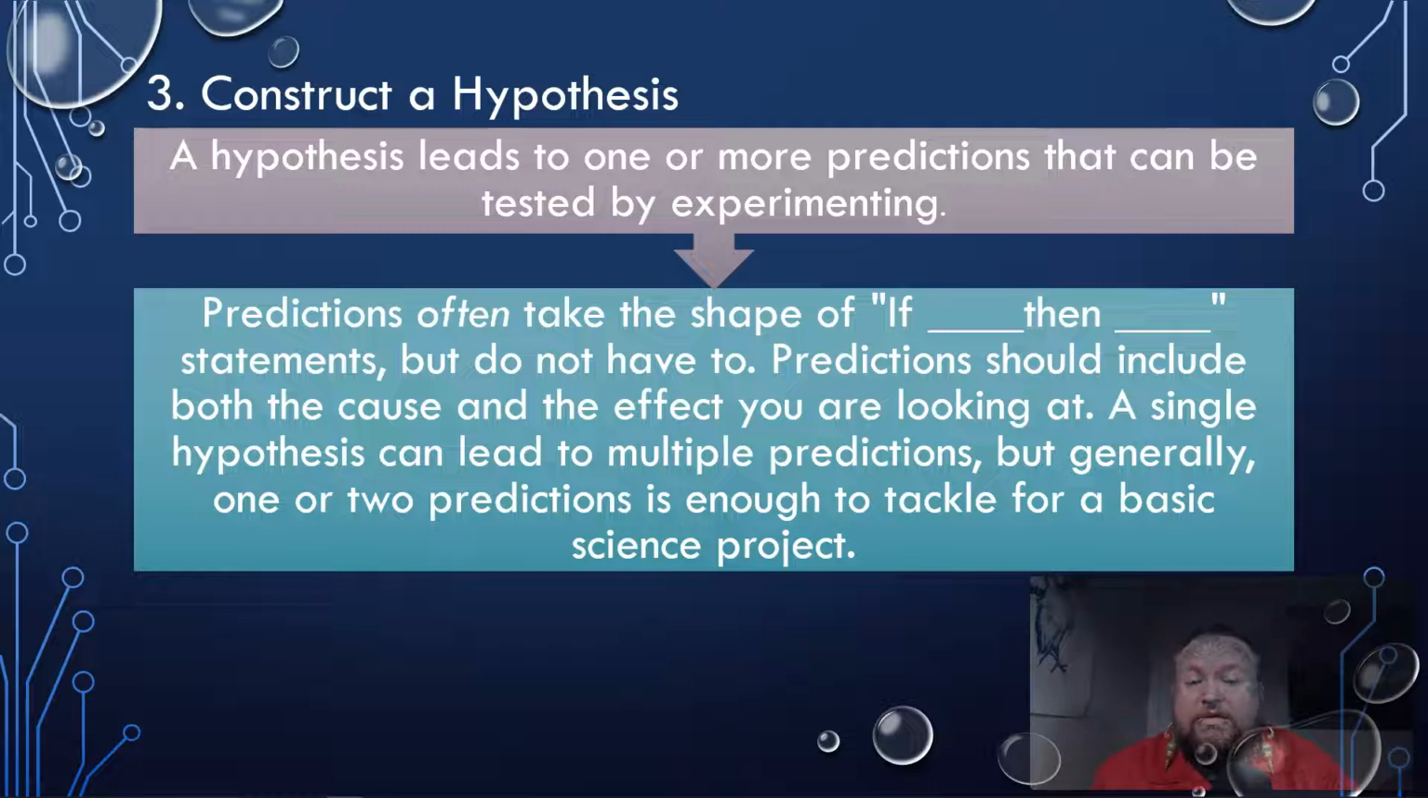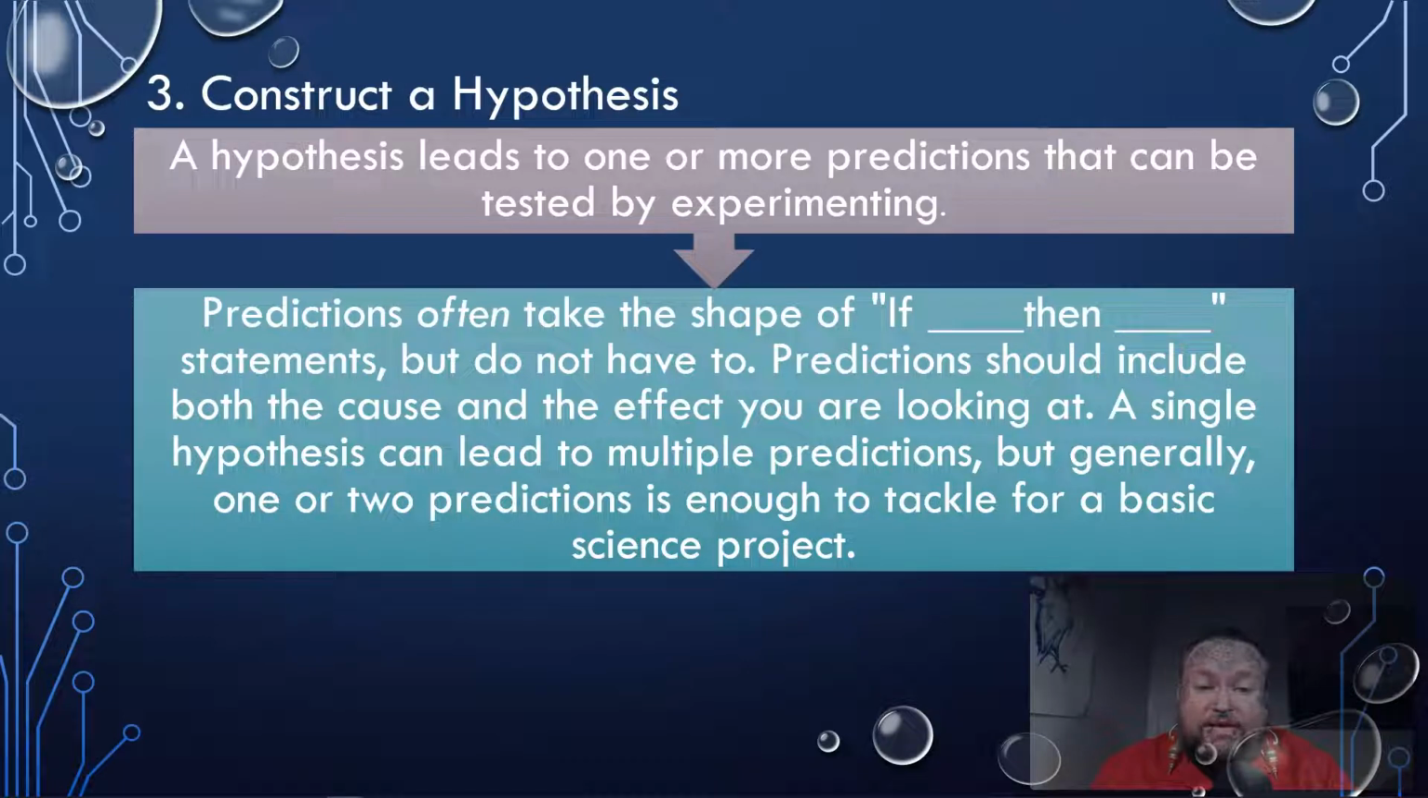And so you can see these next steps of going through that. We've had the question, we've had the background research, we're making a hypothesis, we're making the predictions. You're seeing that step-by-step way of building and going through to answer your question. So predictions should include both the cause and effect you're looking at.